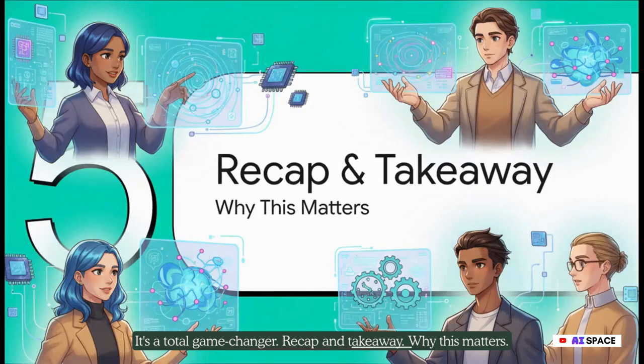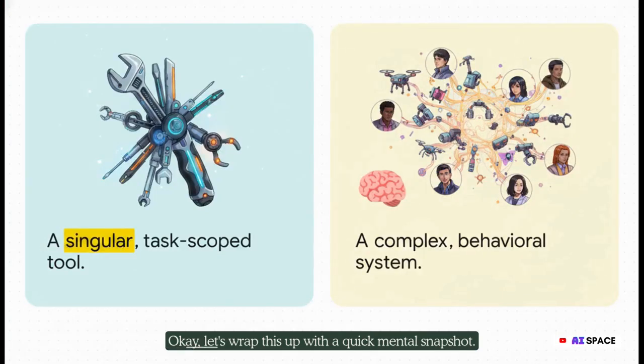Recap and takeaway. Why this matters. Okay, let's wrap this up with a quick mental snapshot. An AI agent, a singular task-scoped tool. Agentic AI, a complex, multi-agent behavioral system.